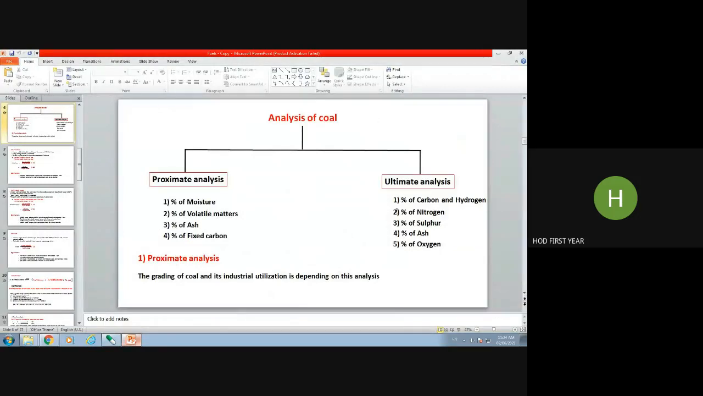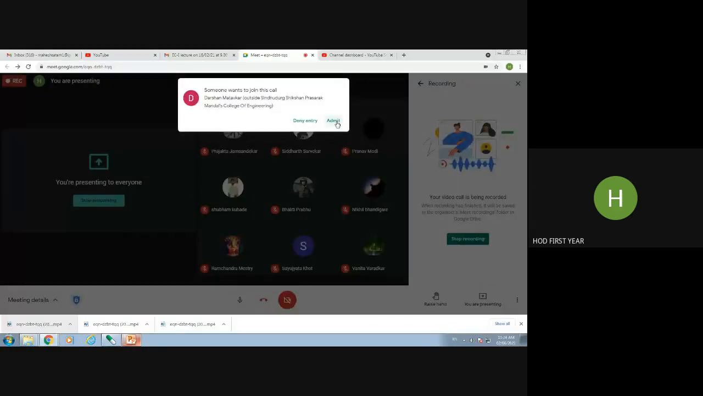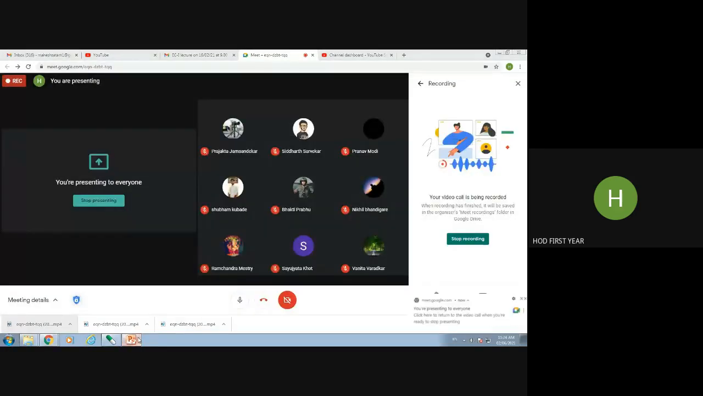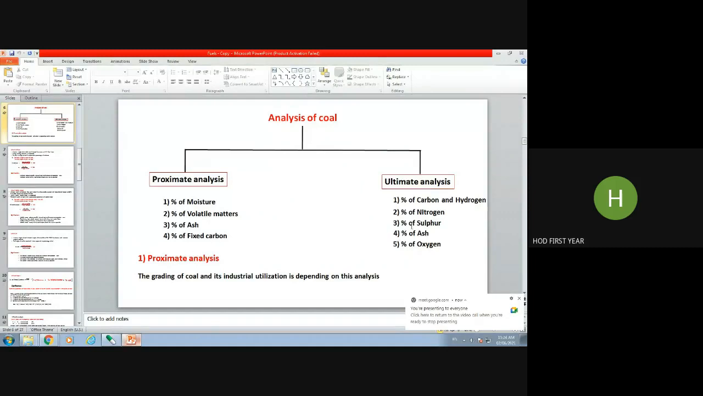So under ultimate analysis, if you look at the experiments, first one is determination of percentage of carbon and hydrogen, right? Second is determination of nitrogen. Then third one is determination of sulfur, then ash, and finally oxygen.